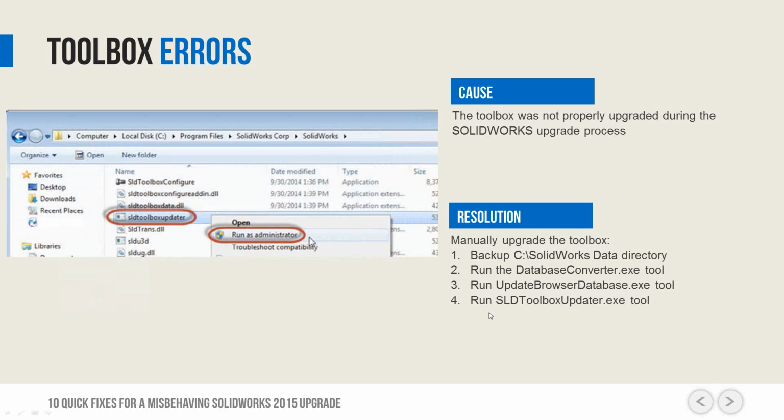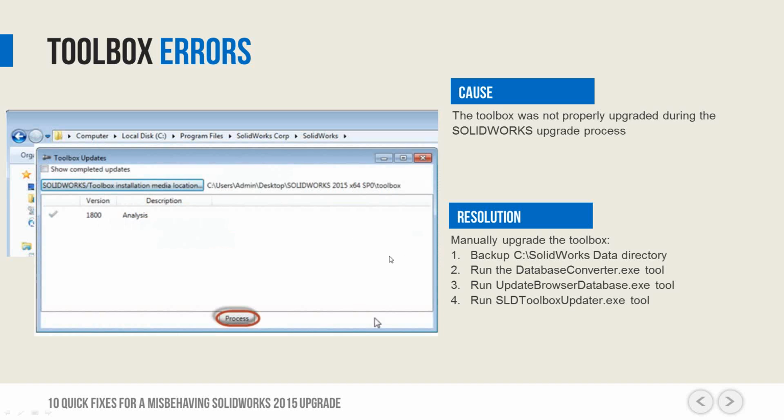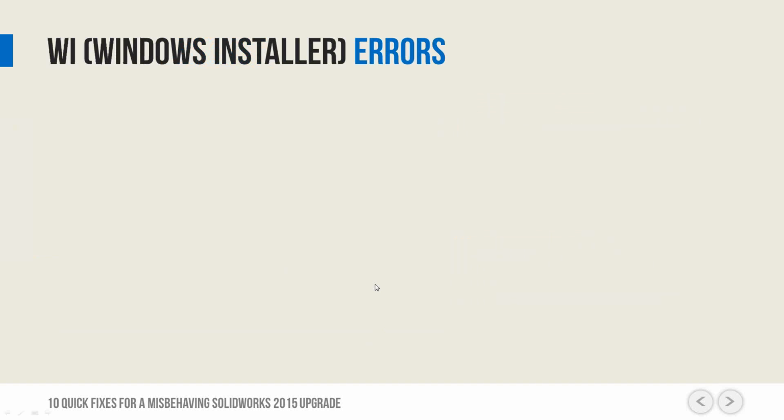The final step here, step four, is to run the SLD toolbox updater exe tool. That's located under C, program files, SolidWorks Corp, and SolidWorks. We just right-click on it and run as administrator one more time. That will open up the toolbox updates tool. We just specify again where the toolbox should be located. We point it to where the resources are for our installation. So if that's the DVD, you can point it to the DVD media. If that's a location on your hard drive, you can point it there, if you've downloaded it from the customer portal, for example. And then you just choose process. After processing, you can try opening up the toolbox again. That should resolve your errors.